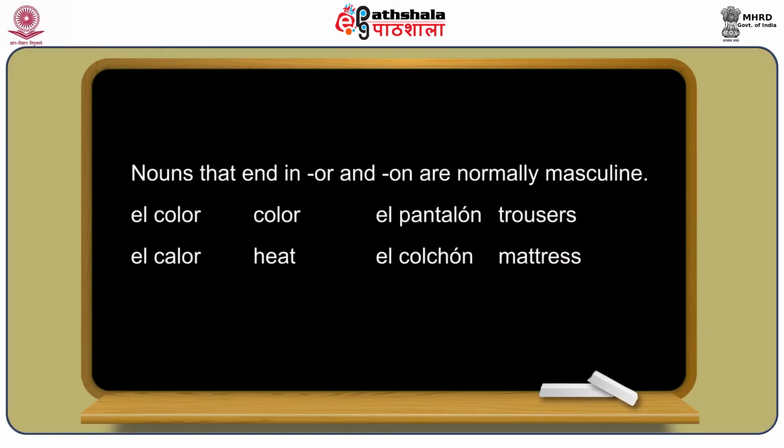Now we are going to add some more things which will be masculine to this list, that are nouns that end in or and on. For example, or, color, el color, so it will be masculine, el color. Or calor is heat, so it will be masculine. Same way, ending in on, pantalón, trousers, el pantalón. Or colchón means mattress, so it will be el colchón.